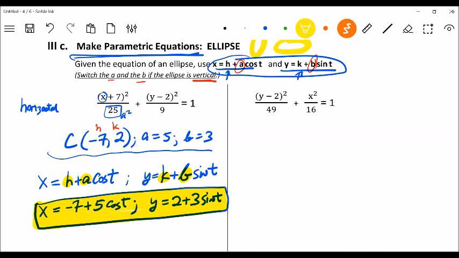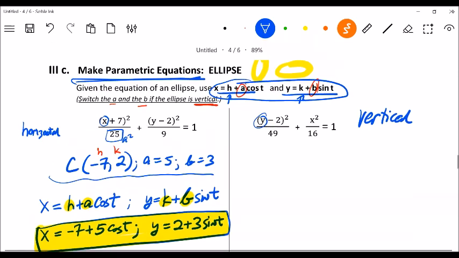Now, over in the second one, we're going to do the exact same kind of thing, except that now this one is vertical. And we know because it has the y on top of the a squared. Okay, and for an ellipse, a squared is the larger number. Not for hyperbola necessarily, but it is for an ellipse here. So let's get our information out of it.